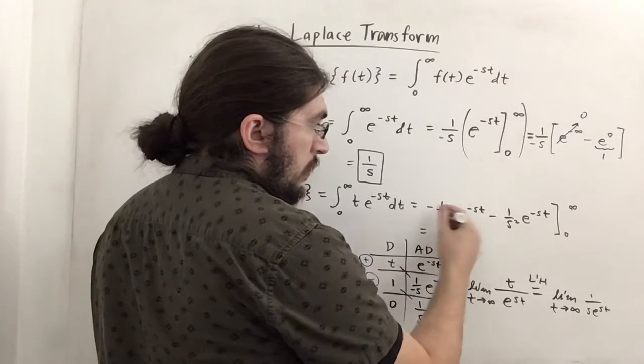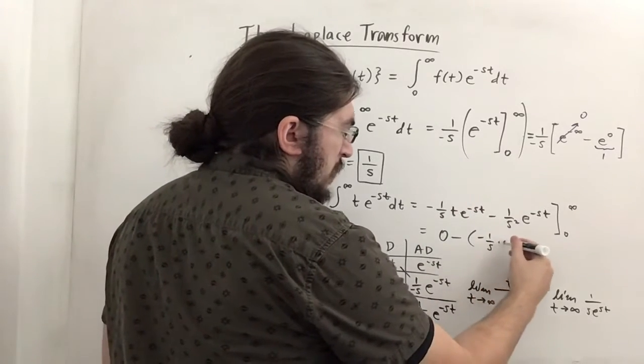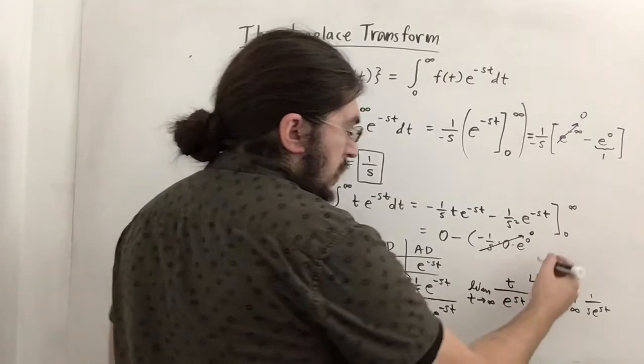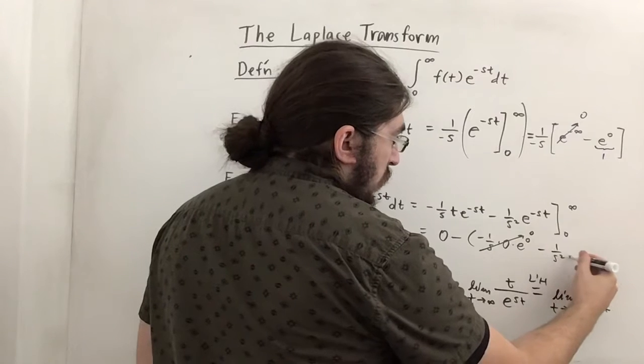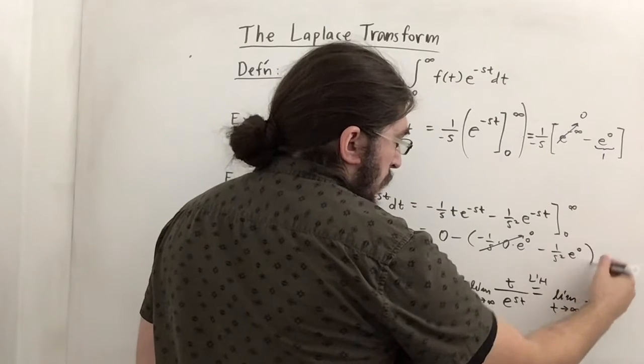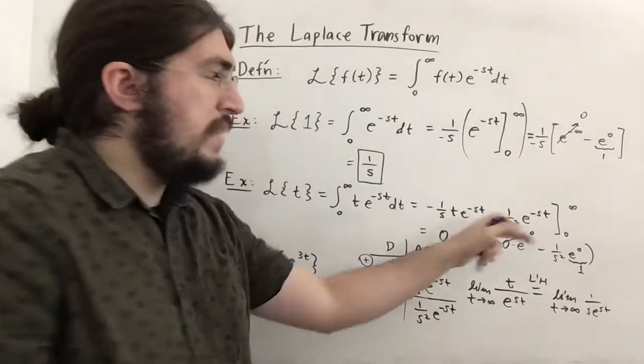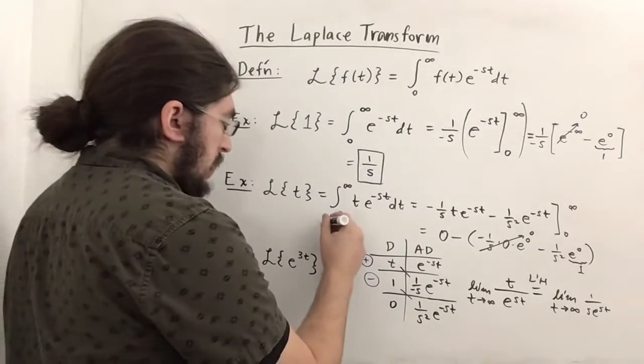When you plug in 0, you get negative 1 over s times 0 times e to the 0, which is, of course, just 0 itself, because it's multiplied by 0, minus 1 over s squared e to the 0, and remember, e to the 0 is just 1. So we get negative 1 over s squared, so this is actually just 1 over s squared.